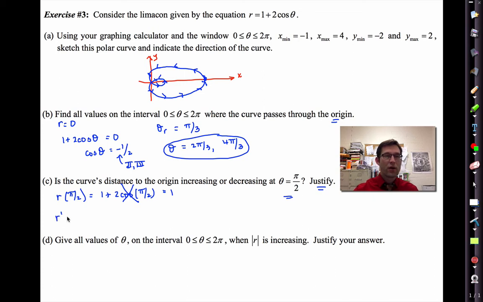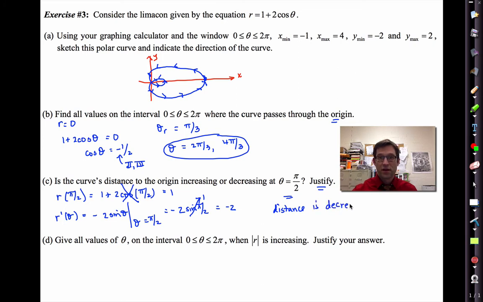On the other hand, r prime of theta, a little bit of work here, is negative 2 times sine of theta. And if I want that at theta equals pi over 2, we'll get negative 2 times the sine of pi over 2. Love sine of pi over 2, it's equal to 1, so that's negative 2. Because these two have different signs, the distance is decreasing.